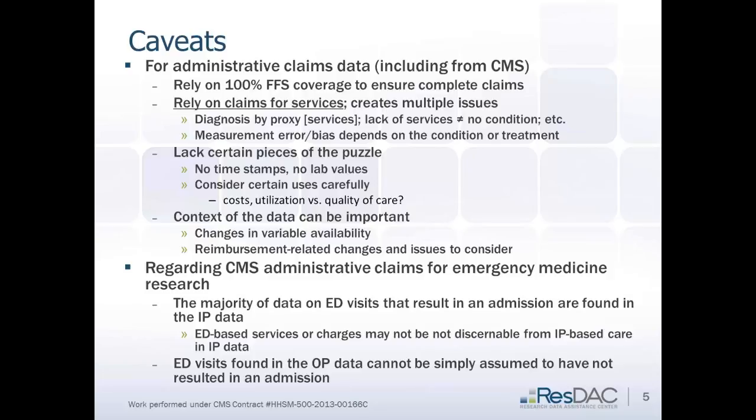Next, in claims data, we are of course missing pieces of the overall puzzle of health and healthcare, and we also need to be cautious in using claims to address certain questions like quality of care. Finally, the context and history of the data can be important. Variables become available or drop out, which makes documentation such as data dictionaries really important and limits some trend analyses. Additionally, because we're talking about claims in fee-for-service, the potential for issues with upcoding or other responses to changes in reimbursement should be taken into account.